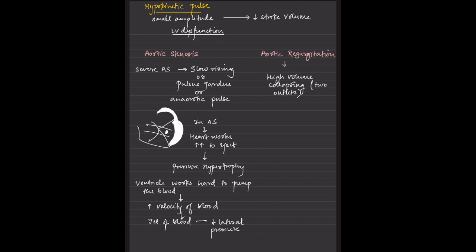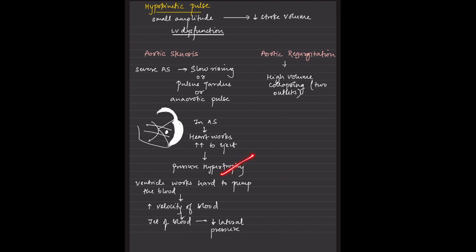What do we see in aortic stenosis and aortic regurgitation? In aortic stenosis, there will be pulsus parvus and pulsus tardus. What happens in AS is that hypertrophy has occurred, so the ventricle will try to pump whatever blood is there. Here is the stenosis. The amplitude will be normal, but it will be a slow rising pulse.